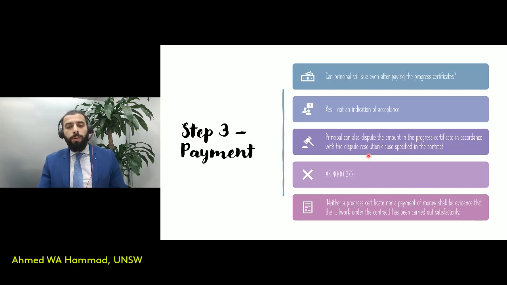the amount that's specified in the progress certificate, even after they'd paid it, then they'd have to refer to the dispute resolution clause. Now, each contract has a dispute resolution clause, or a set of clauses that specify how disputes that arise, mostly between the principal and the contractor with regards to payments, would be resolved. And so the principal over here would have to act in accordance with these resolution clauses that both parties agreed to. Again, AS4000, clause 37.2, specifically mentions, neither a progress certificate nor payment of money shall be evidence that the work under contract has been carried out satisfactorily. So it's not evidence that the principal accepted the works, even though they made the payment.